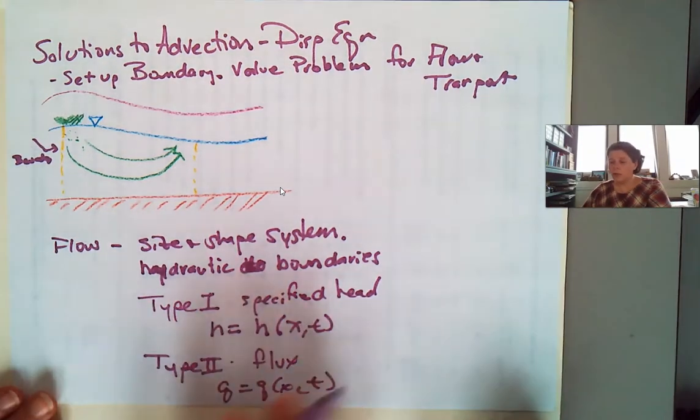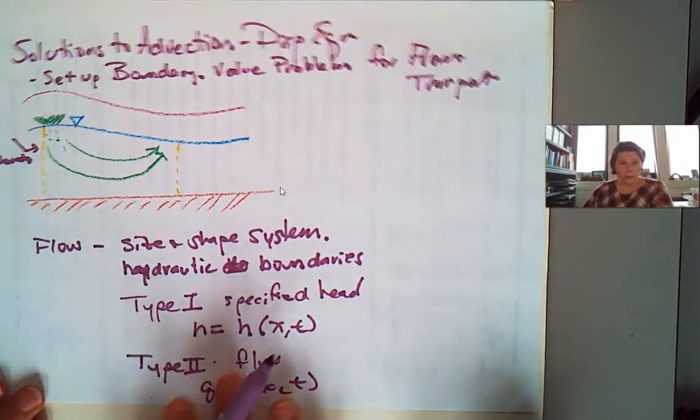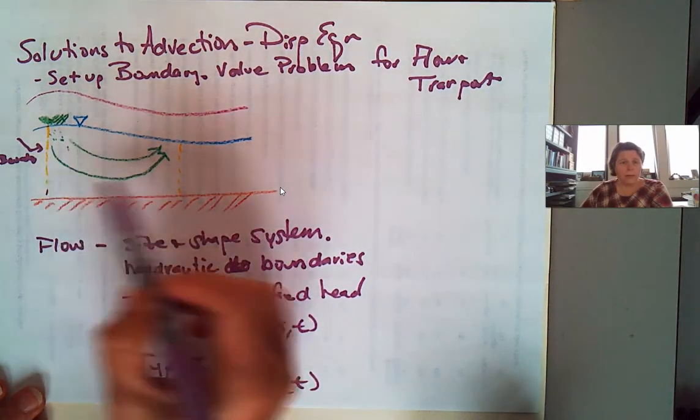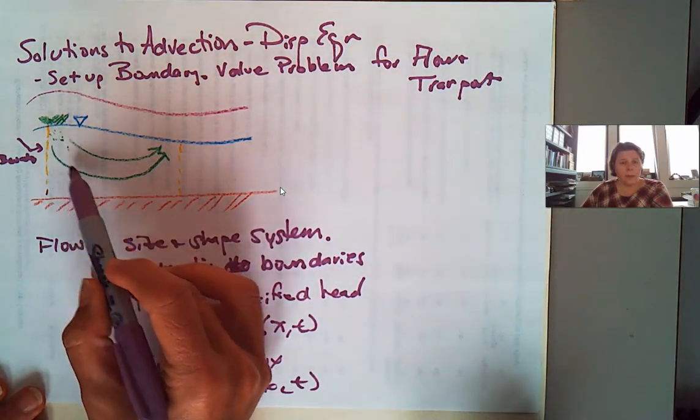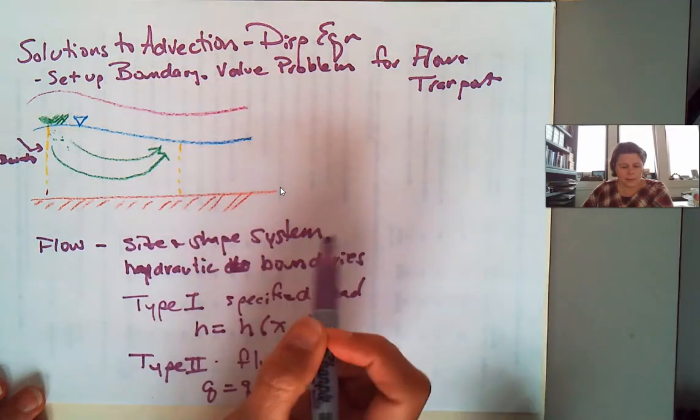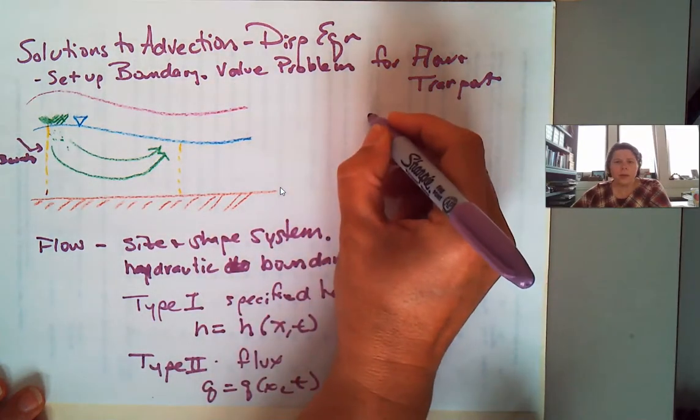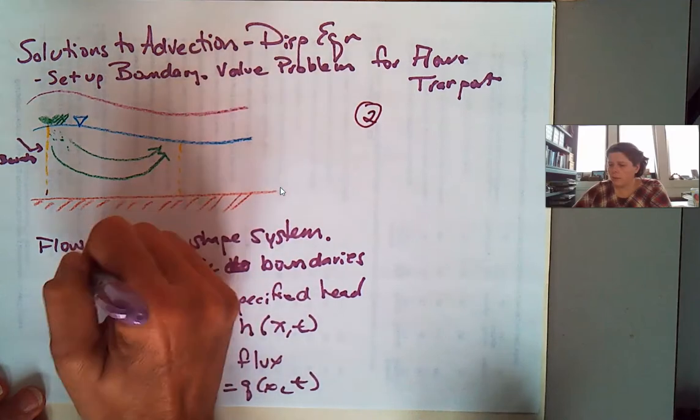Besides what the boundary conditions are, our head and our no flow boundaries, we know that the water is going to come in here and here. We know there's a flux that's going to happen in here. So this is the first thing we need to know.